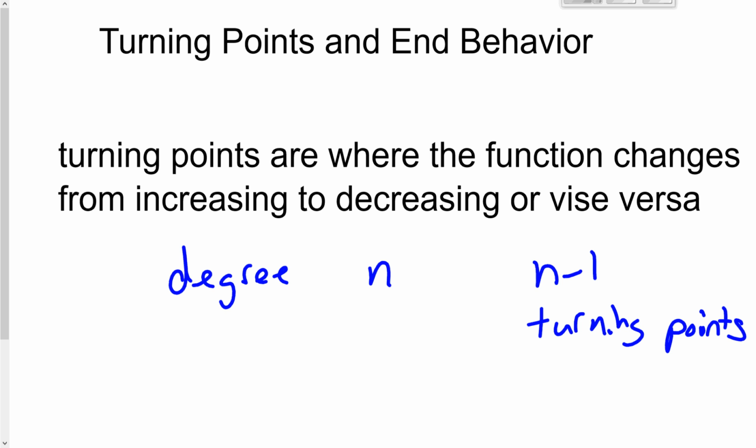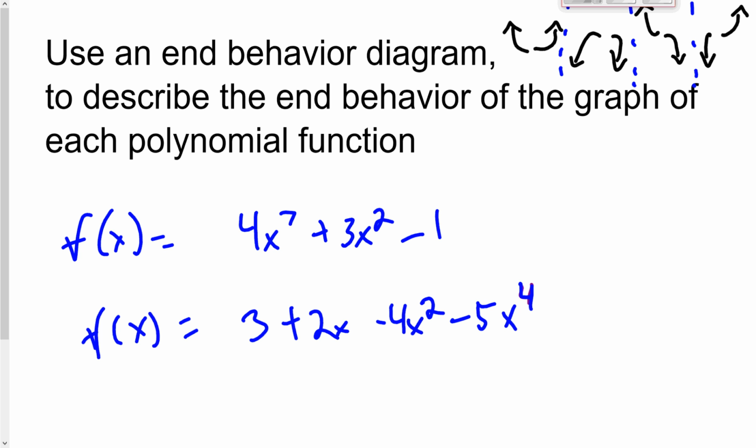Okay, so let's dive right in and look at a couple of examples, and then we'll diagnose it from there. Here are a couple of examples. We can have end behavior where the left side and the right side can both go up, they can both go down, or one side can go up and the other side can go down.